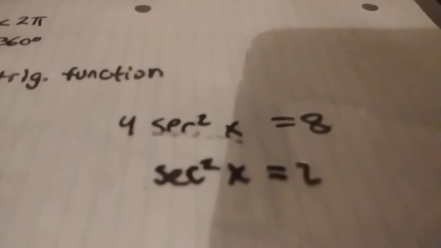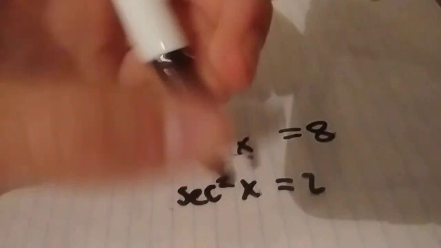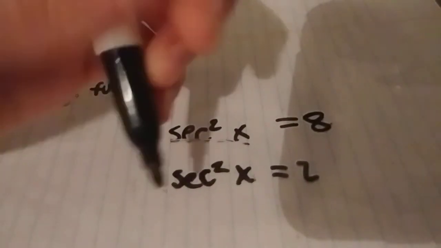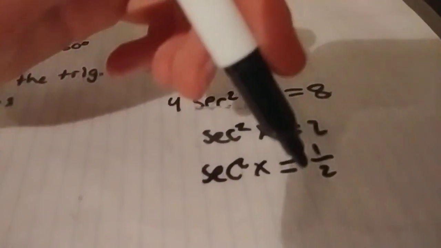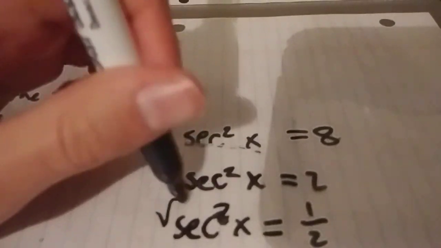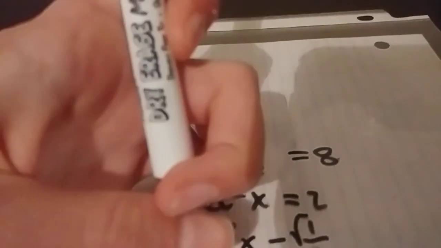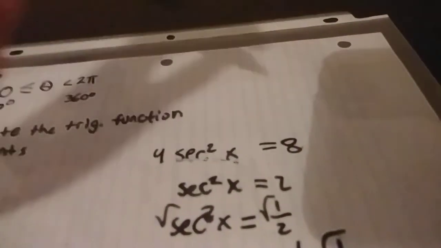Now, let's actually make this cosine, because we know that's the reciprocal. It's always 1 over secant equals cosine. So we'll change that 2 to 1/2, because it's 1 over what it was. 1 over 2, 1/2. Okay, we still have that squared there. We have to take the square root. So secant of x equals negative and positive square root of 2. Don't just do positive square root of 2, because it's negative or positive.